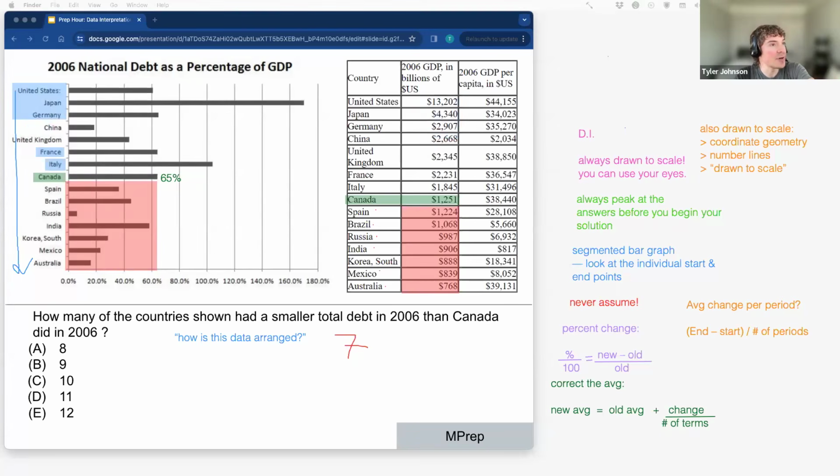Really, there's only 2 in here that I have to be concerned with. China and the UK, I can't just eyeball those. I've got to be a little more precise. Now, UK, this one is probably like 45% out of 2,345.